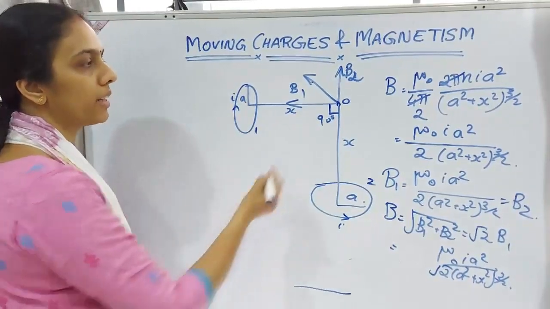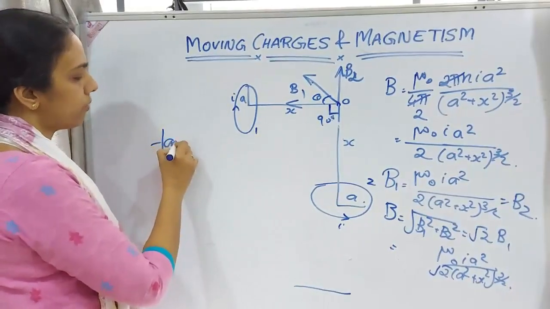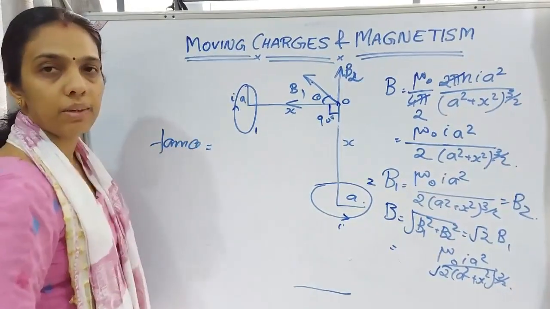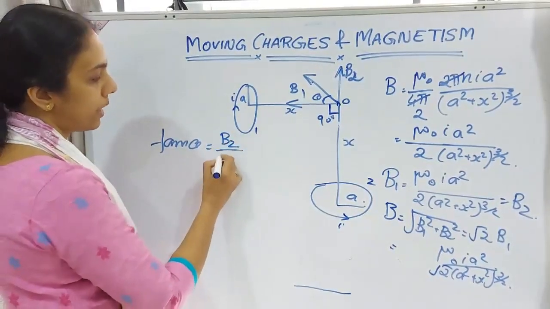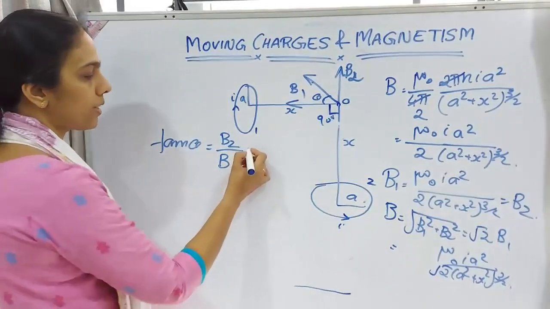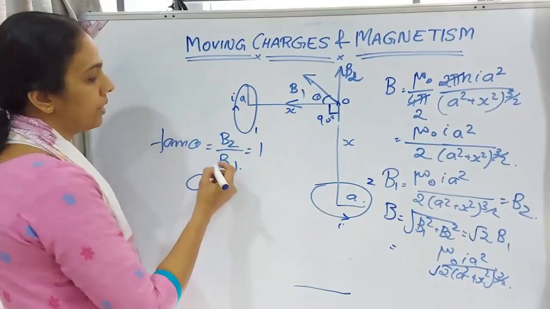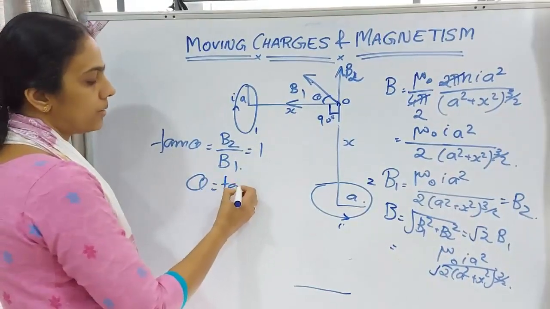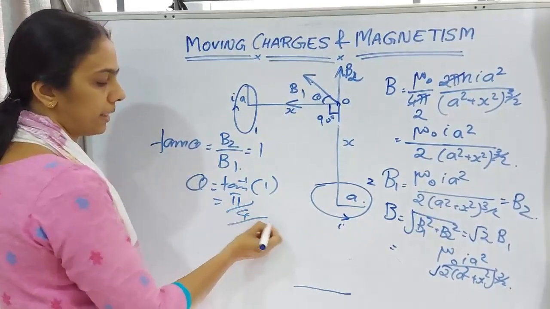Direction, how can we find out? See, this is theta. Then you can take the value of tan theta. Tan theta will be equal to opposite side divided by adjacent side, B2 divided by B1. Okay, so B2 by B1, both are the same. So tan theta equals 1. Therefore, theta equals tan inverse 1, that is pi by 4, 45 degrees.